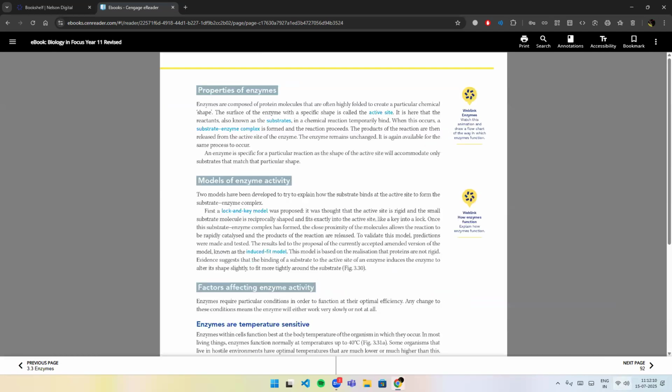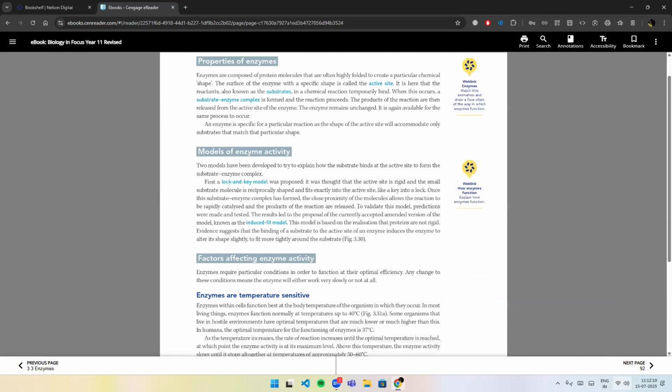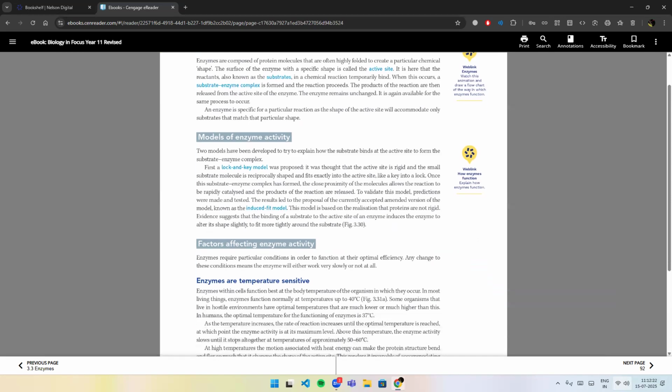Properties of enzymes. Enzymes are composed of protein molecules that are often highly folded to create a particular chemical shape. The surface of the enzyme with a specific shape is called the active site. It is here that the reactants, also known as the substrates, in a chemical reaction temporarily bind. When this occurs, a substrate enzyme complex is formed and the reaction proceeds.